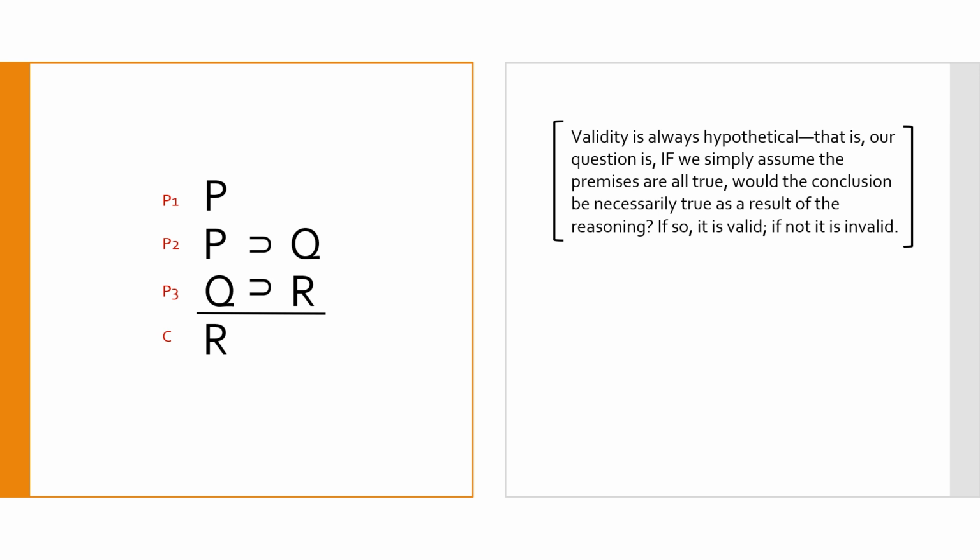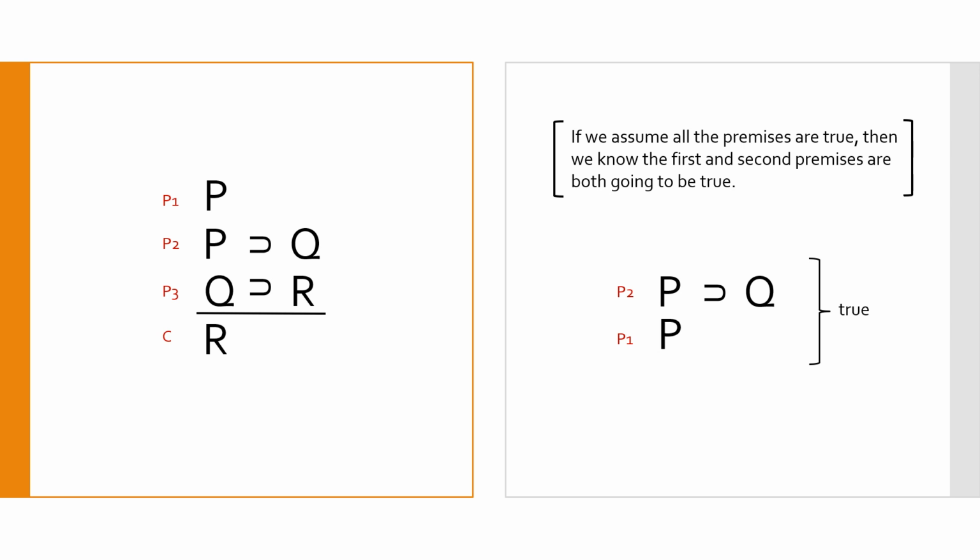Remember that the concept of validity is always a hypothetical. That is, our question is, if we simply assume that the premises are true, would the conclusion be necessarily true as a result of this reasoning? If so, then it's a valid argument, and if not, it is invalid. Now, whether or not the premises are actually true is not really important to us. But what we want to do is just start with the assumption that they are true, and then see if we can show that this conclusion necessarily follows.